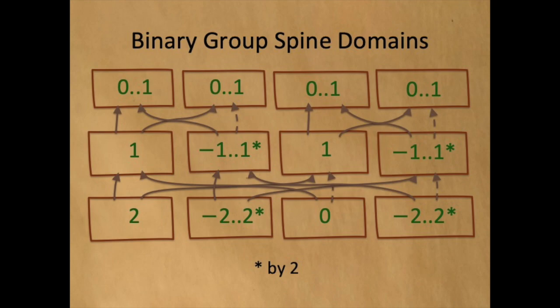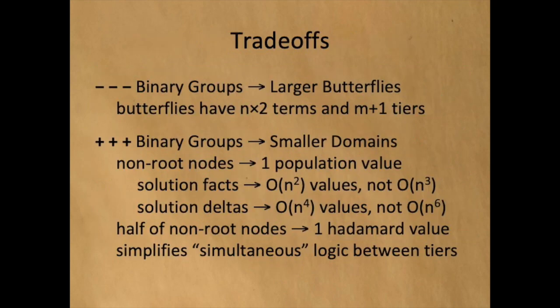And the spine domains are exactly like the Hadamard domains. The trade-offs are this. Using this binary group requires larger butterflies. Butterflies need to have 2n terms and m+1 tiers, so the butterflies are bigger. However, for non-root nodes, there is exactly one population value, which means that solution facts are actually O(n) squared values, not O(n) cubed, and solution deltas have O(n) to the fourth values, not O(n) to the sixth. Furthermore, half of the non-root nodes have exactly one Hadamard value. The other advantage is this simplifies the simultaneous logic between tiers.